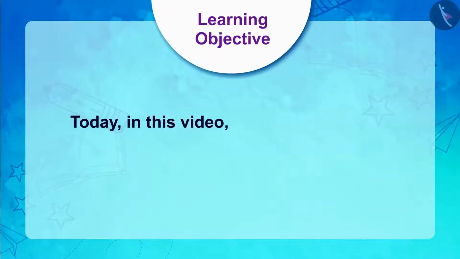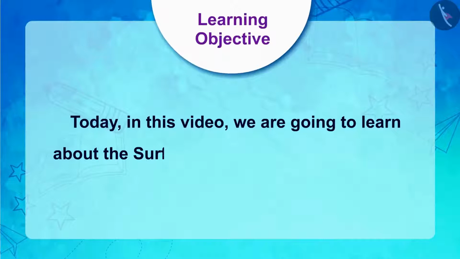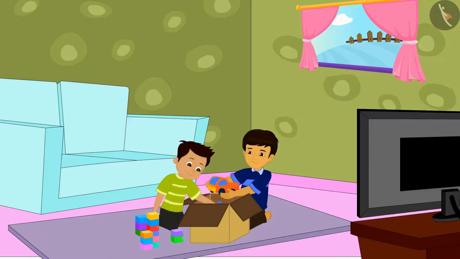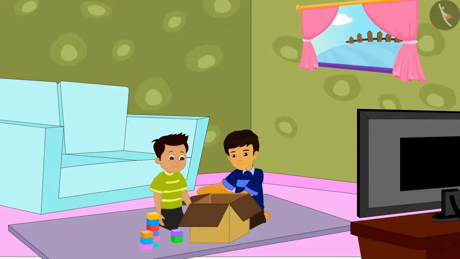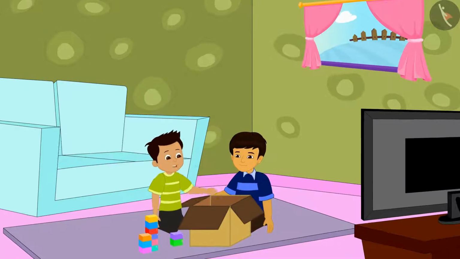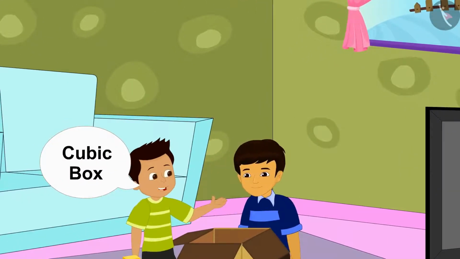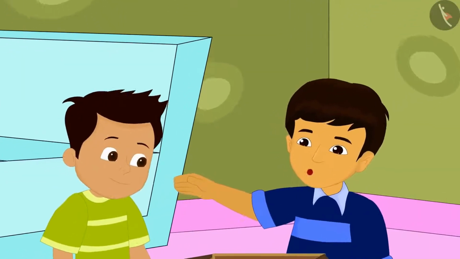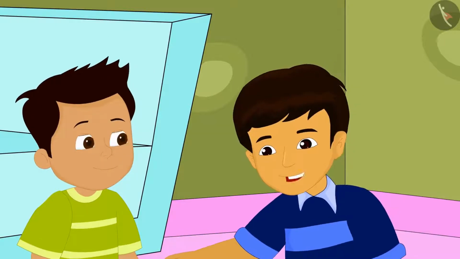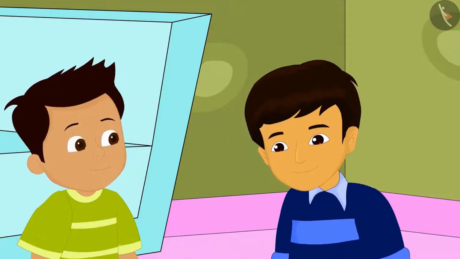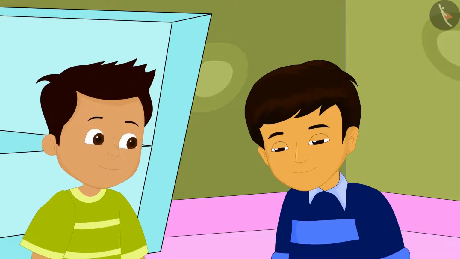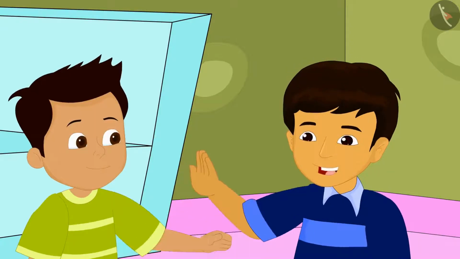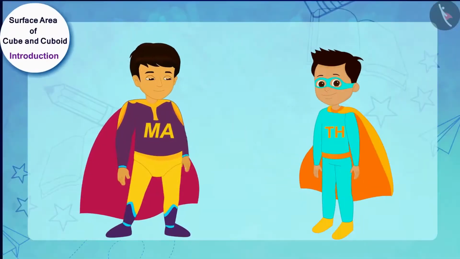Today, in this video, we are going to learn about the surface area of cubes and cuboids. Manas and Thomas are trying to fill some items in boxes. Look, I will make a cubic box and you make a cuboid shaped box. But how will we know how much cardboard do we need to make our respective boxes? Let us find the solution to this dilemma by mathematics. Hey, wow! That means it's math time!